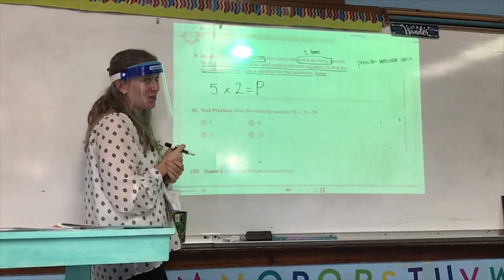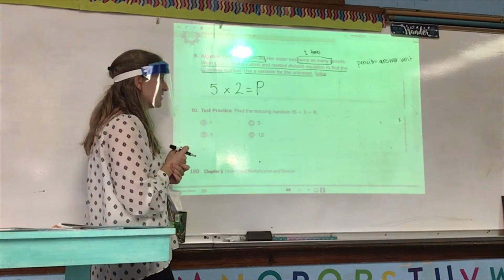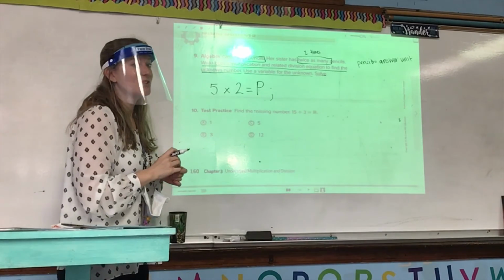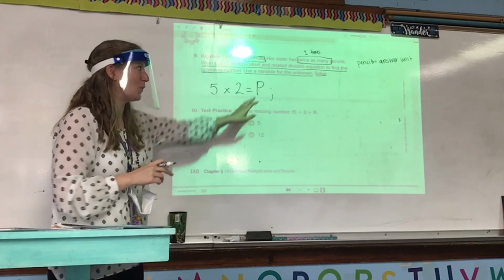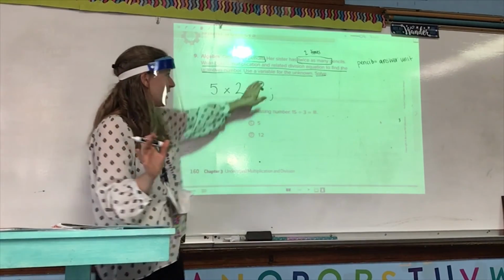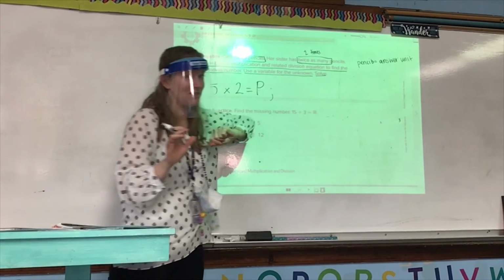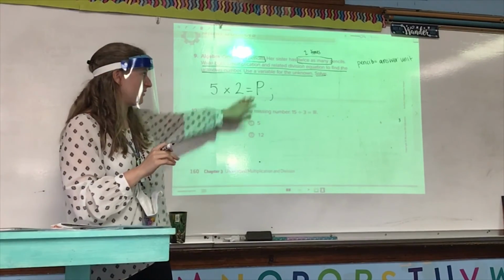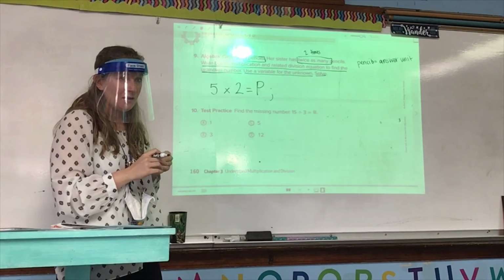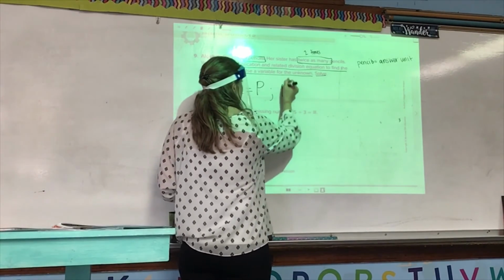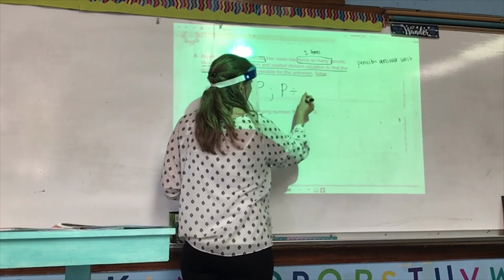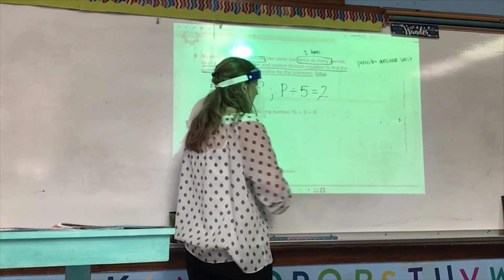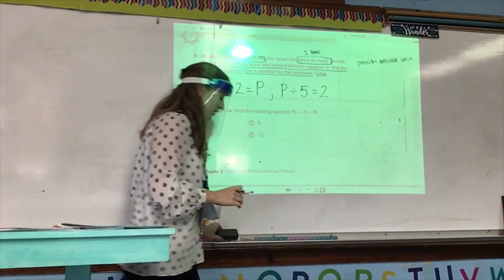But are we done writing equations yet? No. Because what do we have to do now? Write a related division fact with our variable, because do we know the answer yet? It says to use a variable for the unknown, then solve. So how do we write this related division equation with our variable? P divided by 5 equals 2. Good. Or you could have written P divided by 2 equals 5. Either one would have been correct.